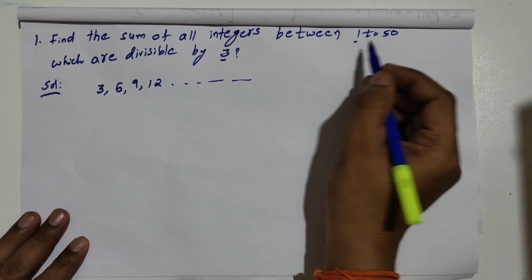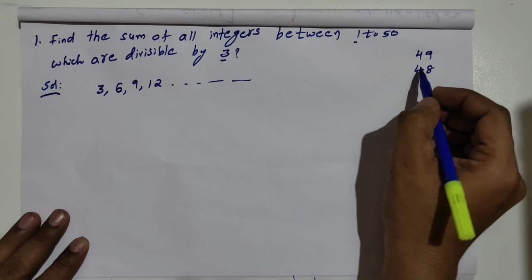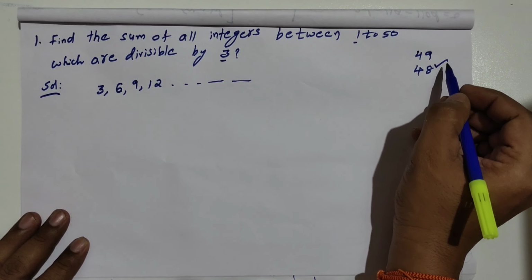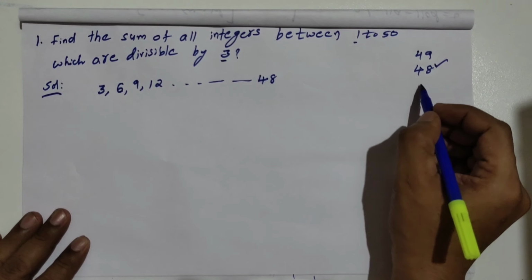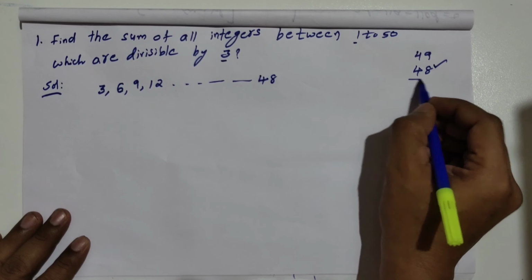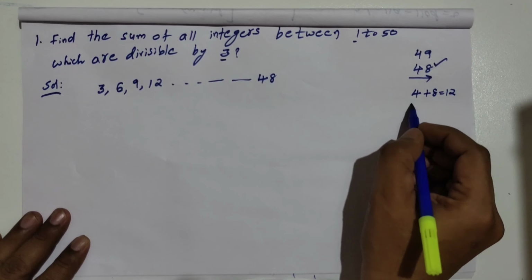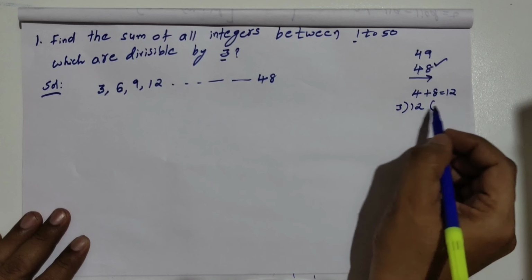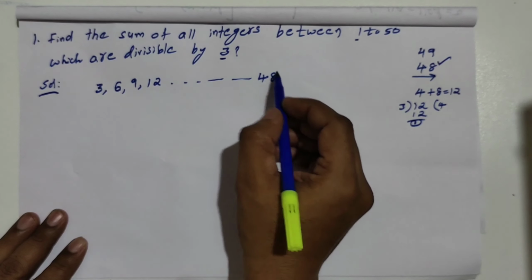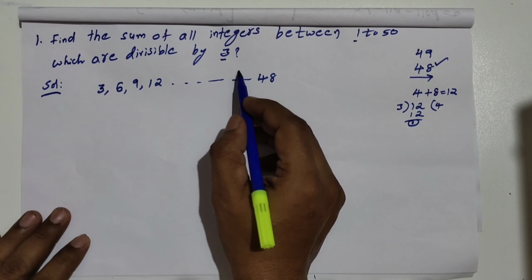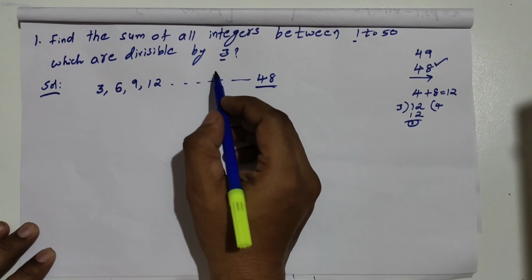Before 50 we have two numbers, that is 49 and 48. In that, 48 is exactly divisible by 3. So that's why the last number is 48. How can we say directly? By the divisibility rule, if you add 4 plus 8, that is 12, and 12 is exactly divisible by 3. So the last multiple of 3 before 50 is 48.